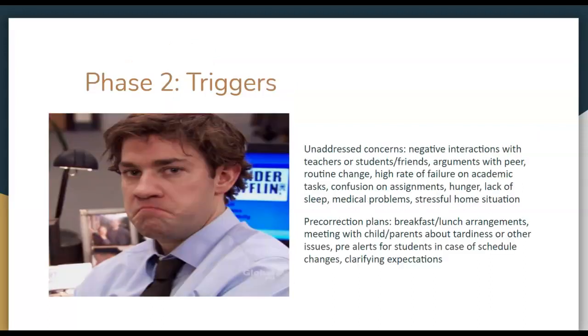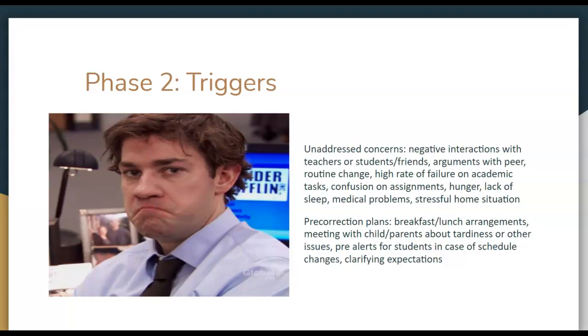In phase 2, we have triggers. These triggers are usually unaddressed concerns: negative interactions with teachers or students or other friends, arguments with peers, routine change, a high rate of failure on academic tasks, confusion on assignments, hunger, lack of sleep, medical problems, and stressful home situations with a student at any age. You just never know what is going on in their heads and what triggers they could have that could set them off in the classroom and have them behaving in a manner later on.